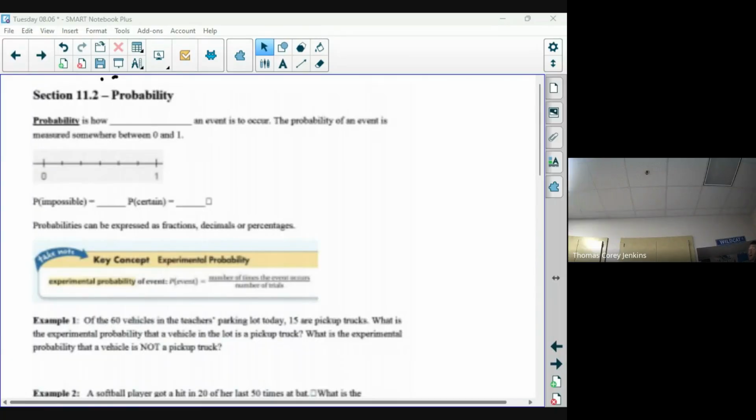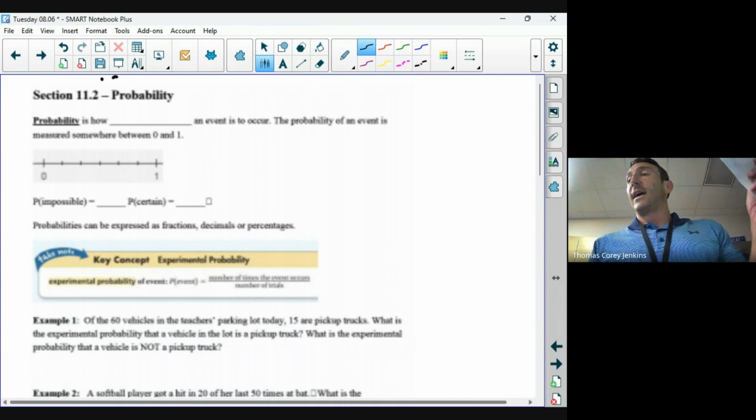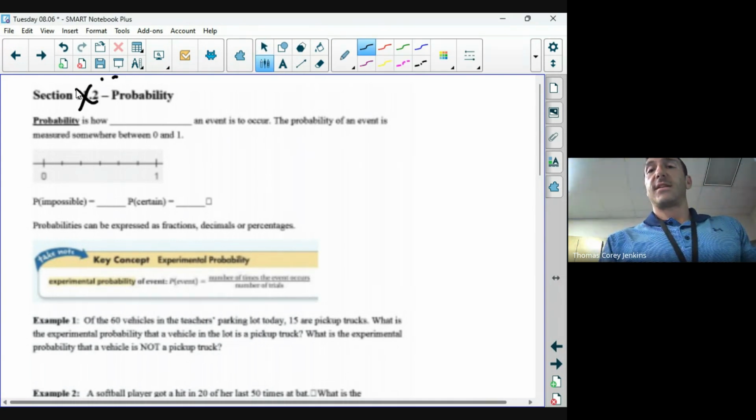All right, guys, we're going to go ahead and do what we're calling in this chapter, section 1.2. I think that's what it says on the notes you have, but 1.2, chapter 1, section 2. And now we're going to get into a little bit of probability, some basic probability stuff.